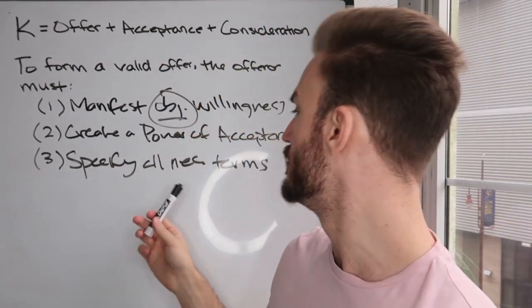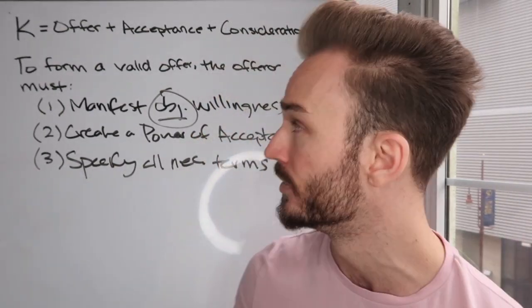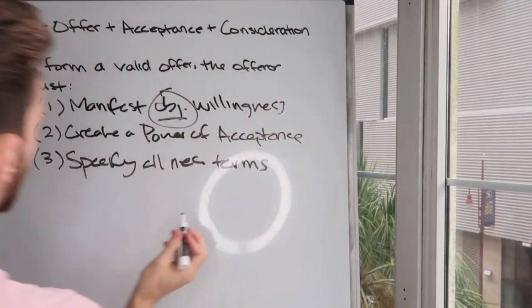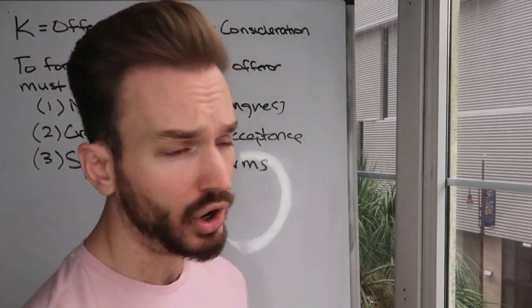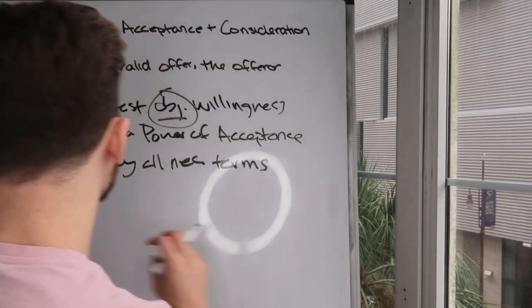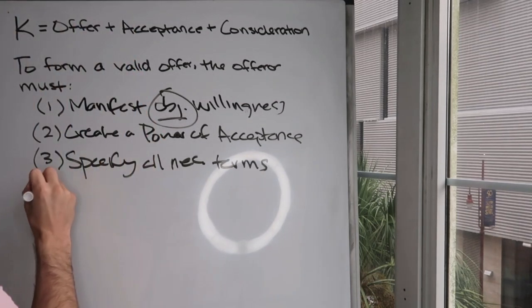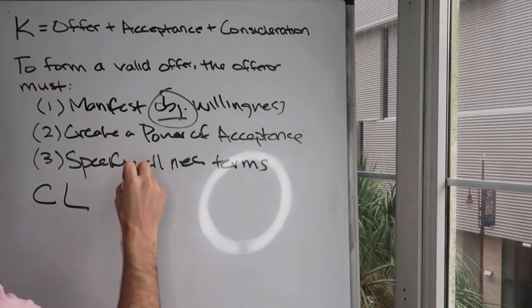So one more element that we need to talk about in terms of forming a valid offer for purposes of a traditional enforceable contract is that the offeror must specify all the necessary terms of the deal, okay? So we're going to have some different rules whether you're dealing with the common law or UCC. So under the common law, what are all of the necessary terms that have to be specified?